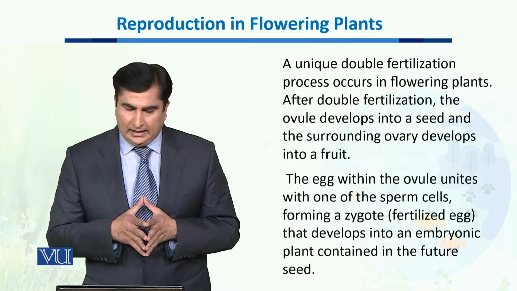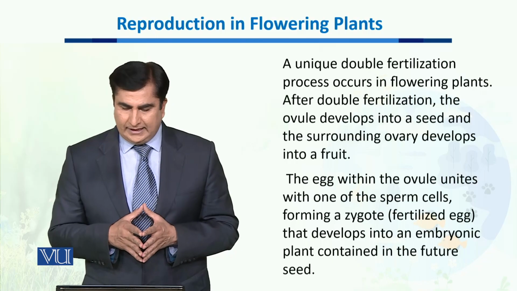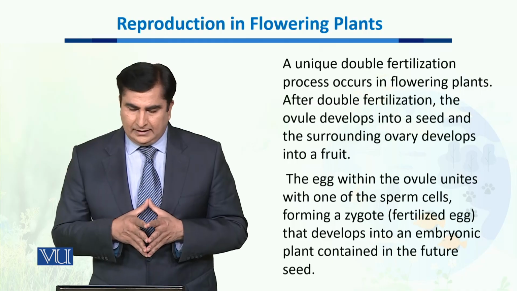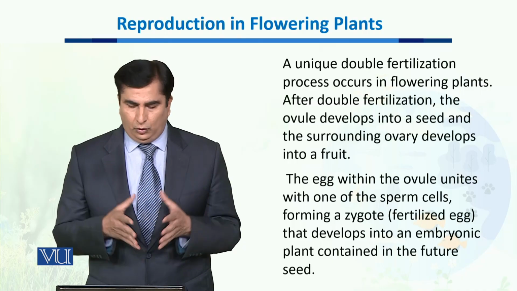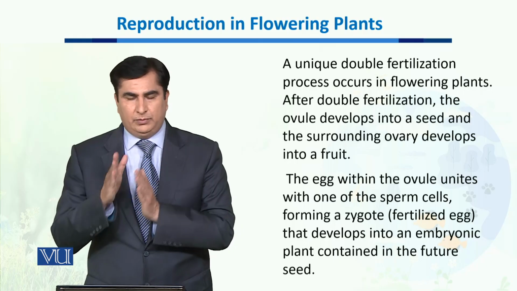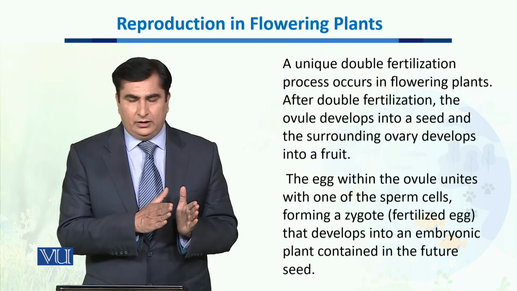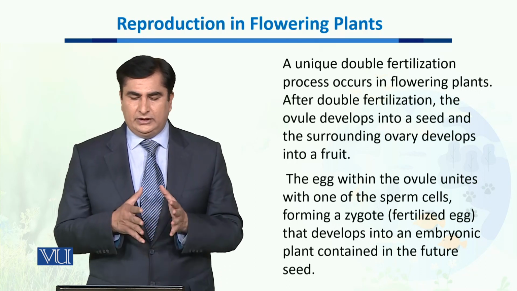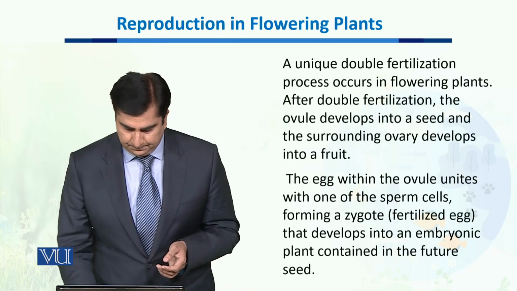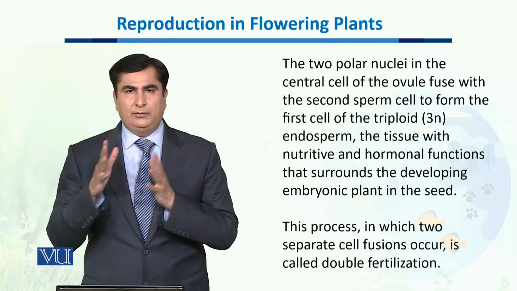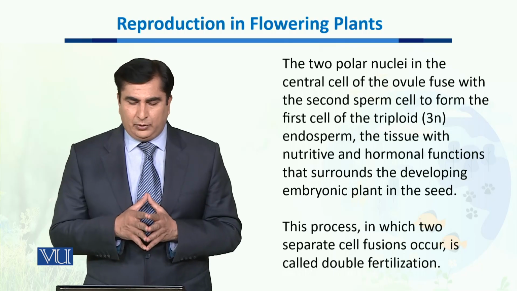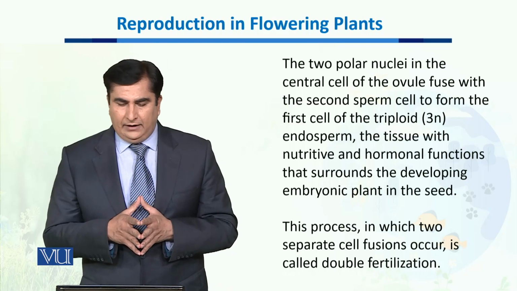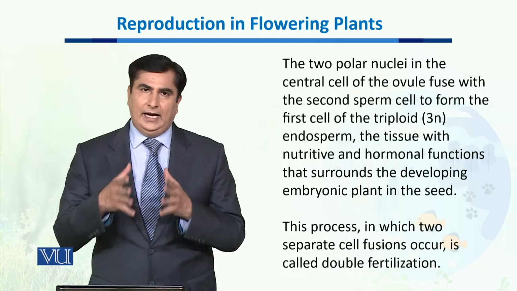In double fertilization, the ovule develops into a seed, while the surrounding ovary develops into a fruit. The egg within the ovule unites with one of the sperm cells, forming a zygote, and then that develops into an embryonic plant which is contained in the future seed. Other than this, two polar nuclei which are present in the ovule also fuse with the sperm cell and form the first cell of the triploid endosperm.